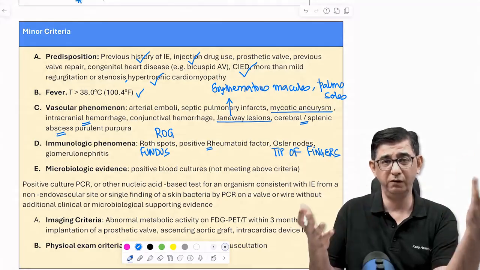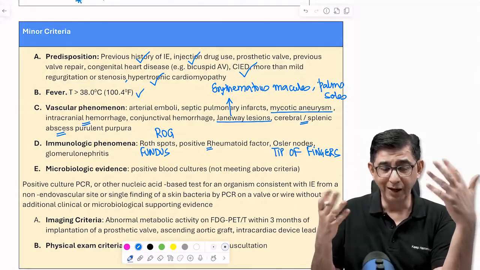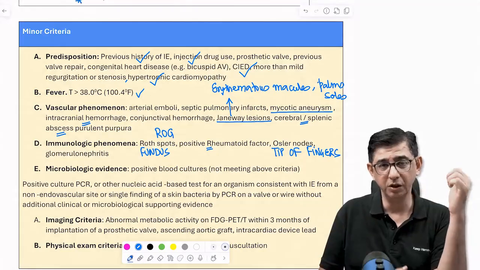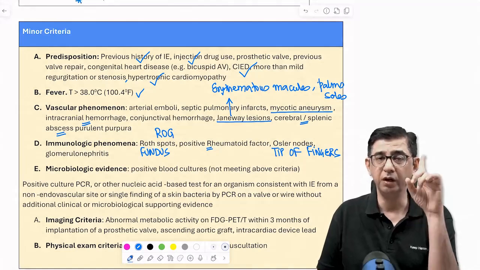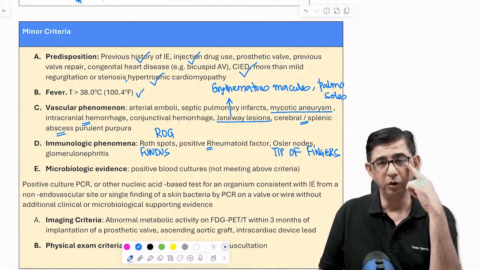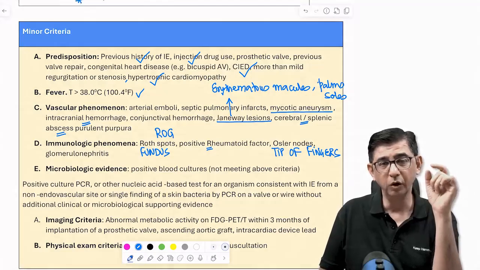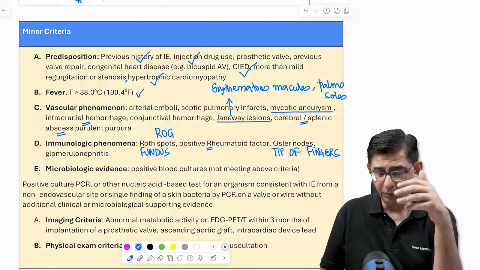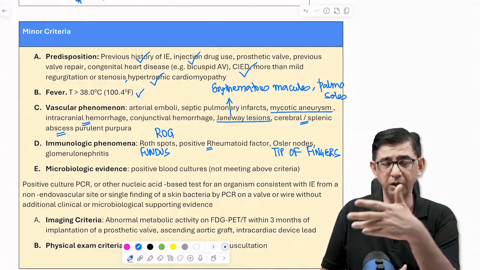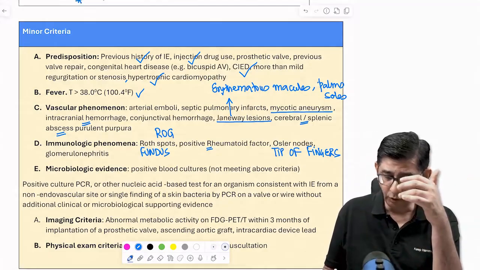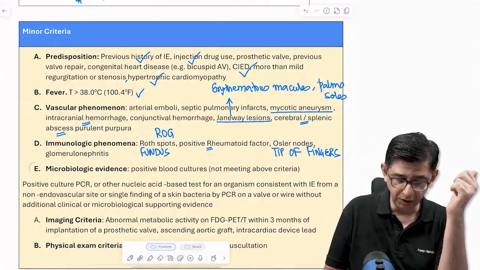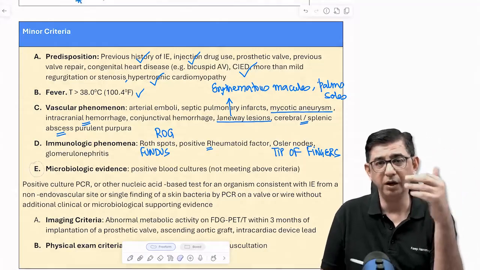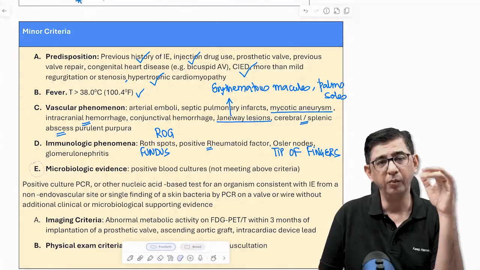There is damage to the blood vessels because of the antibodies that are being produced, and immunological phenomena are also running simultaneously. The immunological phenomena, however, are not hemorrhages. Those would be Roth spots, Osler nodes, and glomerulonephritis. And then for positive blood culture which is not meeting the above criteria, this statement I have not explained at the moment, so I will be giving you the explanation for the microbiological evidence. The last one is still pending. Once I'm done with the major one, I'll come back to point number E.